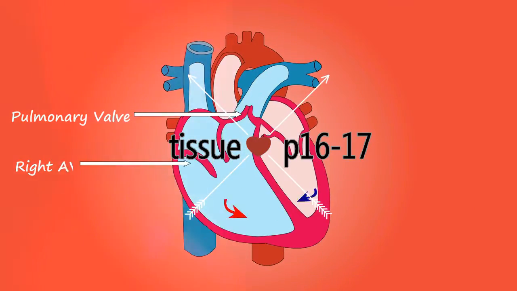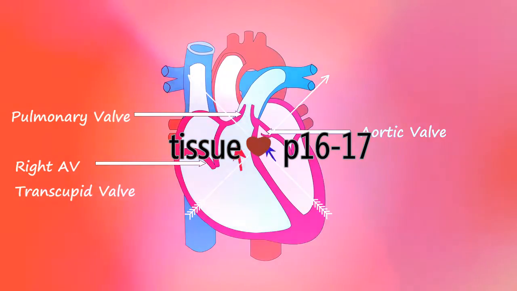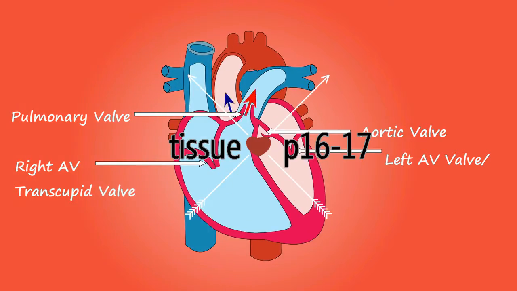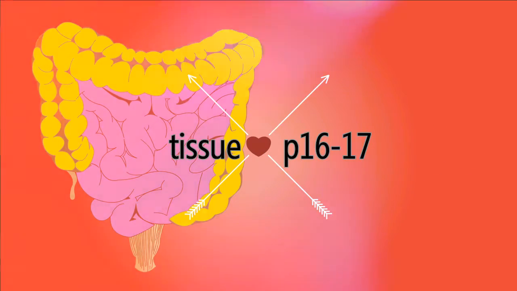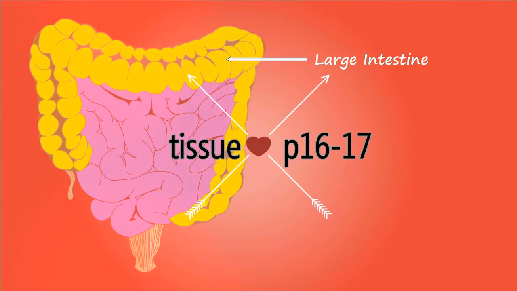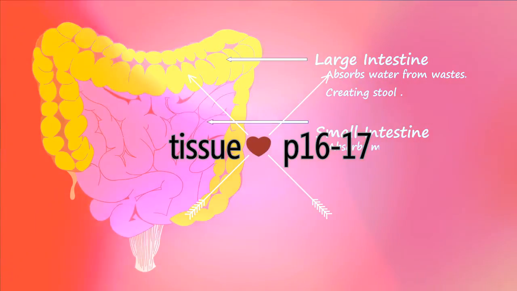There are about 12 kinds of epithelial tissue. One kind is stratified tissue found in the skin and the linings of the esophagus and vagina. Another is simple columnar epithelium, which lines the digestive system from the stomach to the anus.